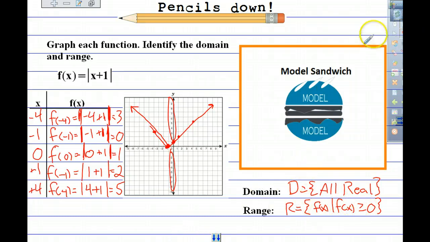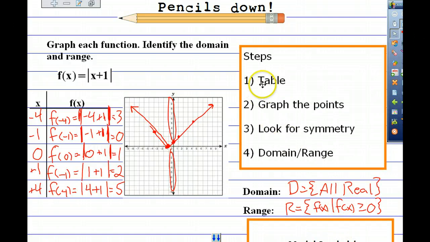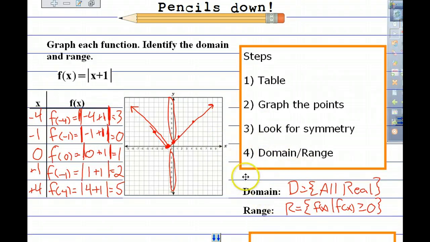So in general, make your table, graph the points. You're going to use a straight edge so it's symmetrical, and then you can come up with your domain and range. That's going to be your process, as long as you keep things neat and organized and don't skip anything.